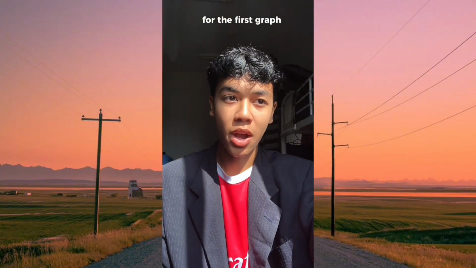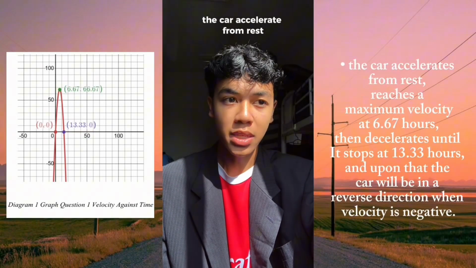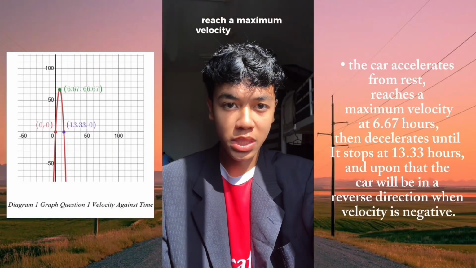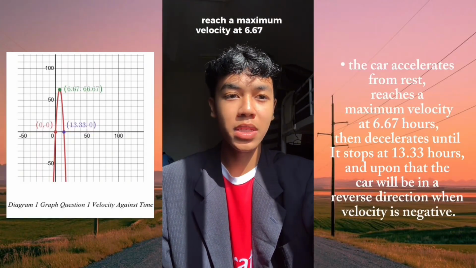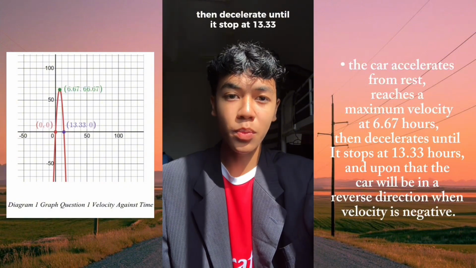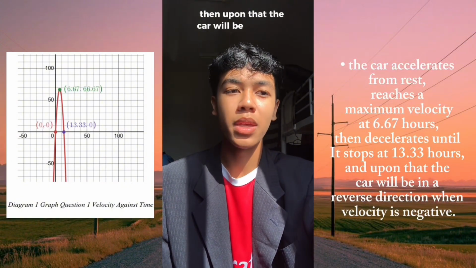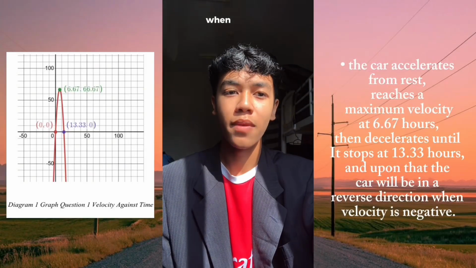For the first graph, velocity against time. The car accelerates from rest and reaches a maximum velocity at 6.67 hours. Then it decelerates until it stops at 13.33 hours. Then, after that, the car will be in reverse direction when the velocity is negative.